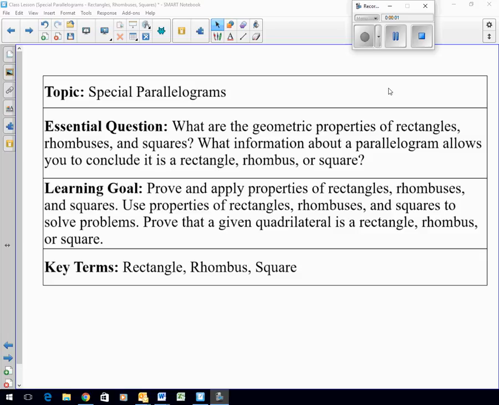Hi, today we've got a special parallelogram. Nothing for those of you that weren't here for parallelograms. But for those of you that were, we're going to talk about geometric properties of rectangles, rhombuses, and squares.